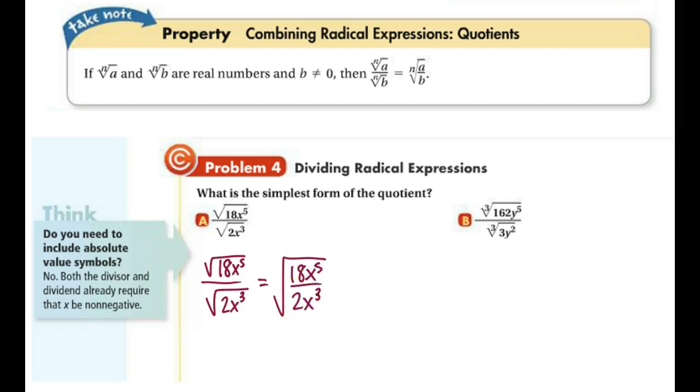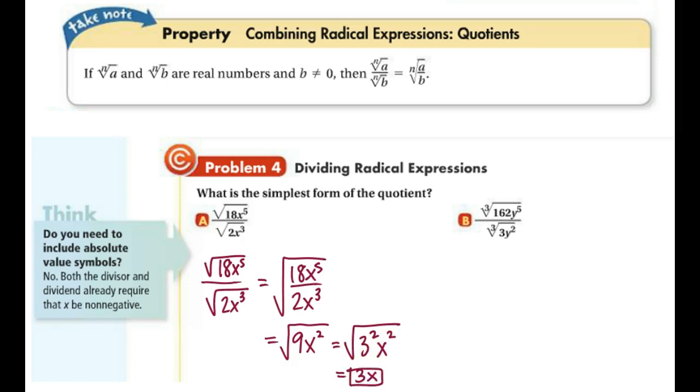From there, we can divide 18 by 2, that equals 9. And when you divide expressions with the same base, you are subtracting the exponents. So we have 5 minus 3, which is 2. So we have x squared. So the square root of 9x squared is the simplified form of the original expression. From there, we can simplify even further, because we could write this as 3 squared x squared. And when we take the square root of 3 squared, we just get 3. And when we take the square root of x squared, we just get x.